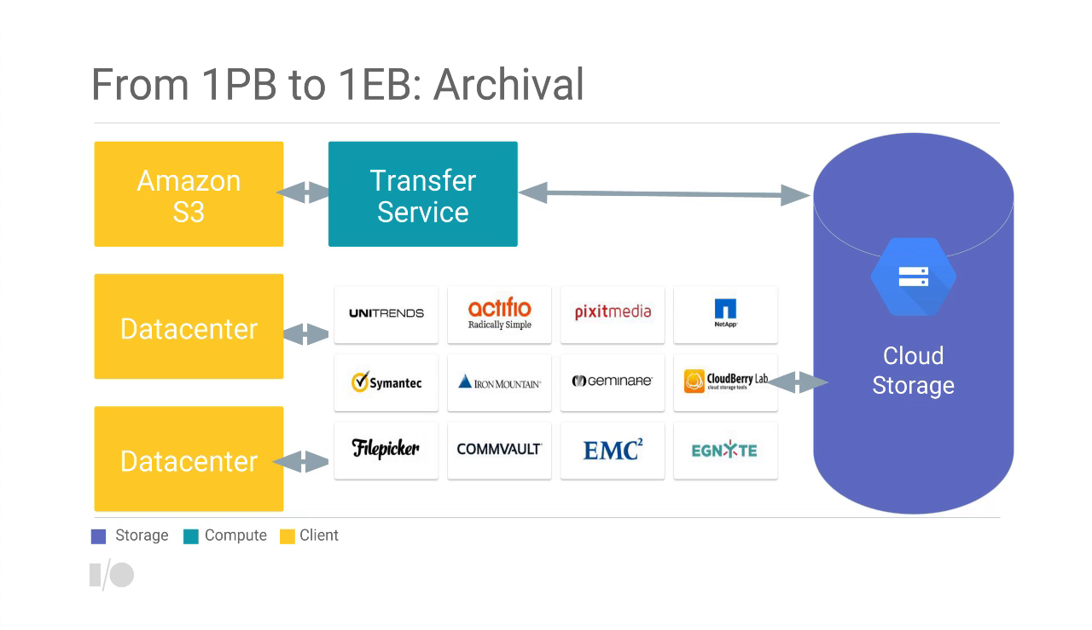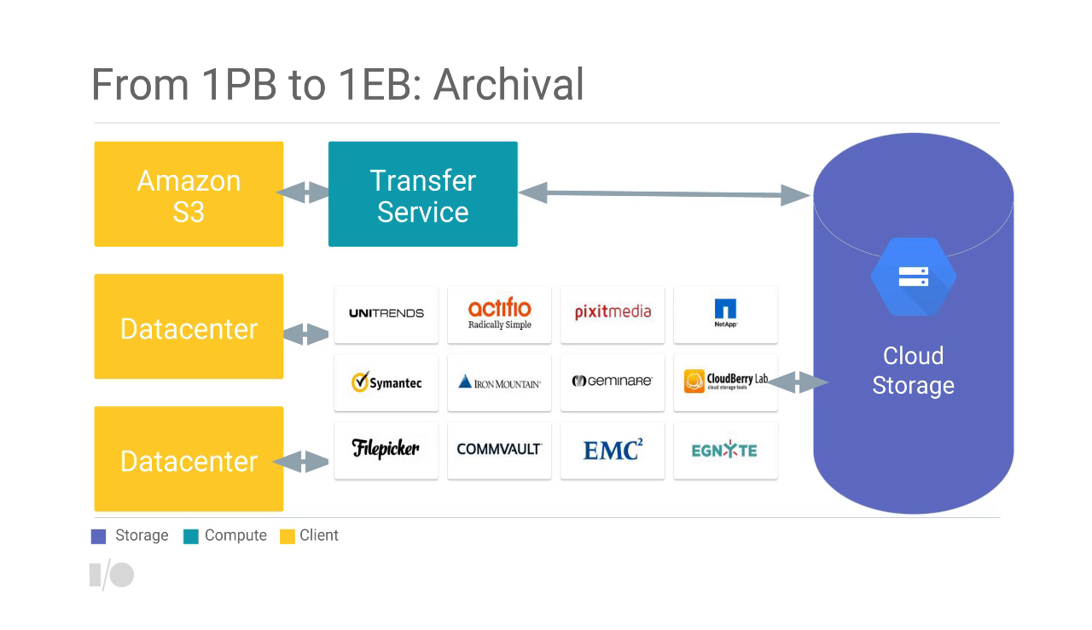So now we've gotten up to a petabyte of data, but it wouldn't be Google if we didn't talk about exabytes of data. So how do you go from having a petabyte of data into an exabyte of data? And where we start to see this type of volume of data is really on the archival workload. So we've got a couple of ways for people to ingest data into our platform.